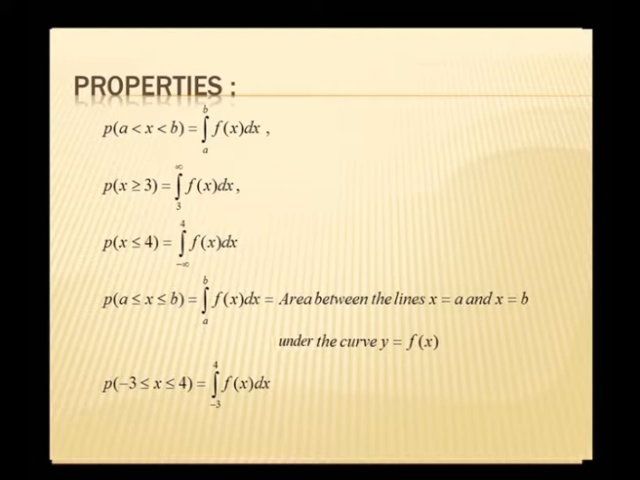Geometrically, you have the area between the lines x equal to a and x equal to b under the curve y equal to f of x, that is what this integral means. And probability that x lies between minus 4 and minus 3 is integral minus 4 to minus 3 f of x dx. We call this f of x a non-negative function.